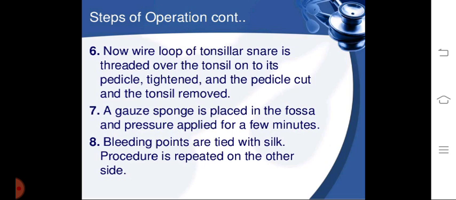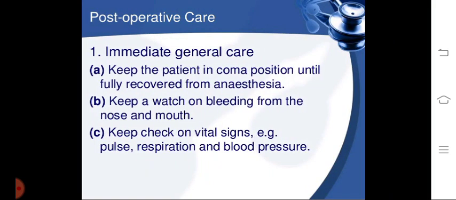You will look for the bleeding point and tie it with the silk. Then you go for the other side. Now, immediate general care. Post-operative care in this surgery is very important. So for immediate general care, you will put the patient in the coma position.